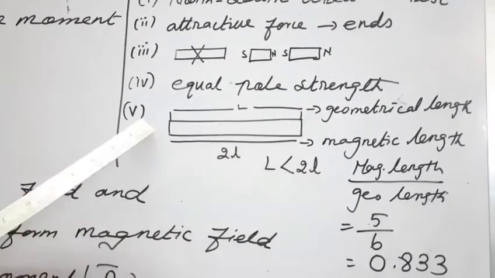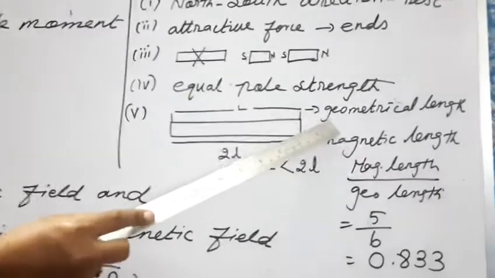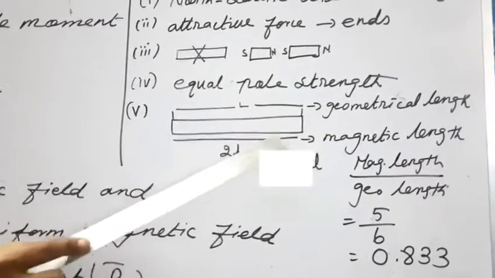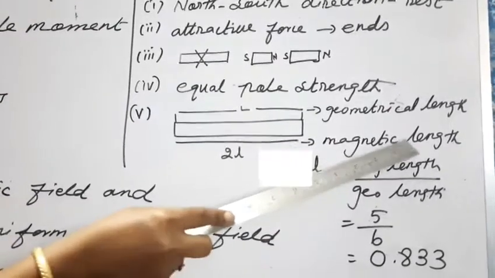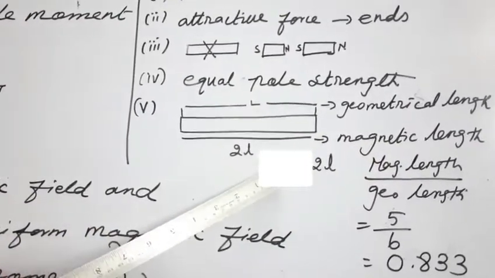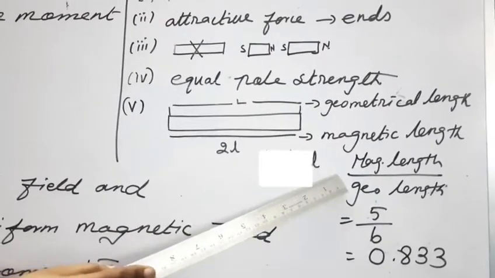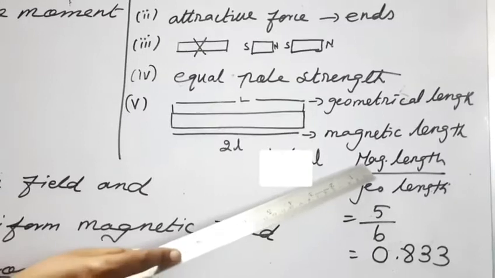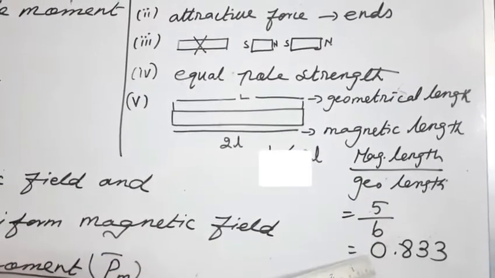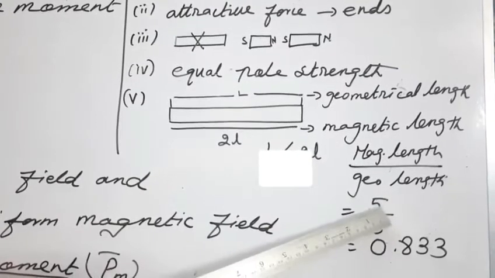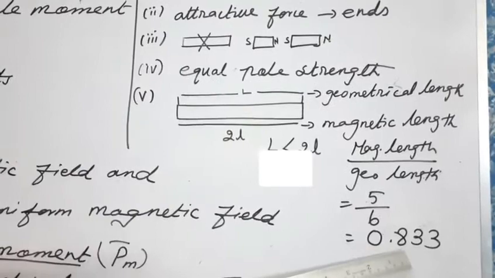And fifth point, the length of the bar magnet is called geometrical length, and the length between two magnetic poles in a bar magnet is called magnetic length. Therefore, the magnetic length is always slightly smaller than geometrical length. The ratio of magnetic length and geometrical length is 5 by 6. That is, magnetic length by geometrical length equal to 5 by 6, which is equal to 0.833.